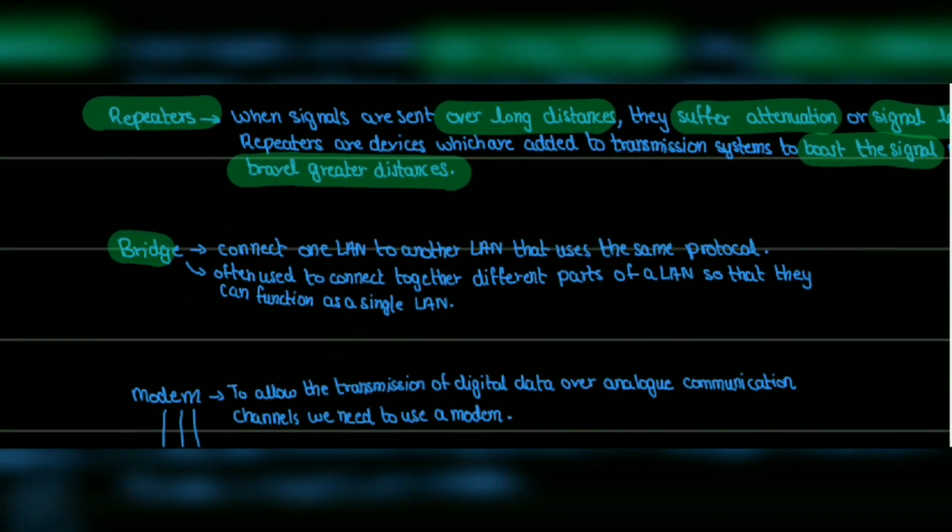Bridge. What is a bridge? It connects one LAN to another LAN that uses the same protocol. This is the difference between a bridge and a gateway. With a gateway, when there are two or more LANs with different protocols that want to communicate with one another, we use a gateway. But if two or more LANs have the same protocol, we use the bridge.